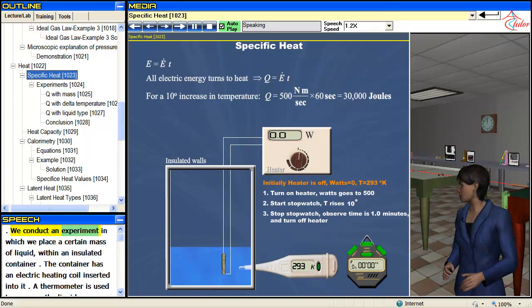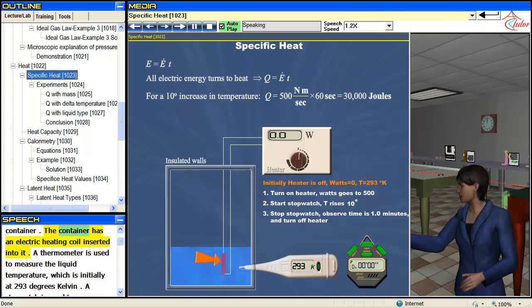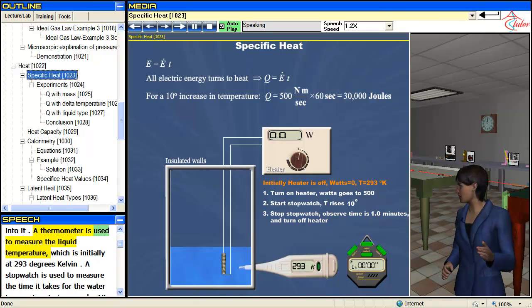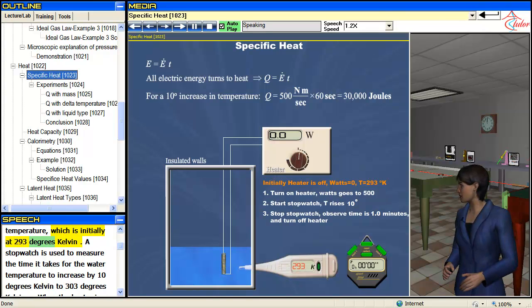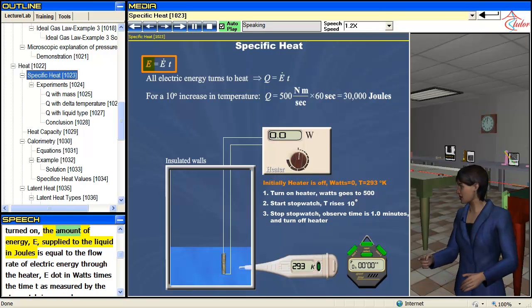We conduct an experiment, in which we place a certain mass of liquid within an insulated container. The container has an electric heating coil inserted into it. The thermometer is used to measure the liquid temperature, which is initially at 293 degrees Kelvin. The stopwatch is used to measure the time it takes for the water temperature to increase by 10 degrees Kelvin to 303 degrees Kelvin.